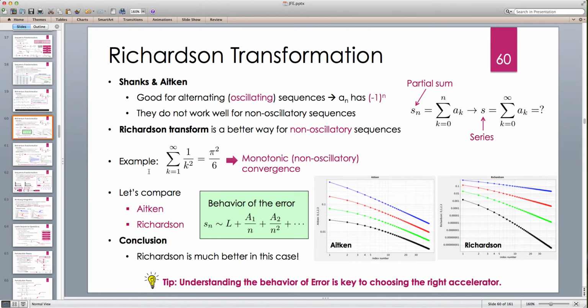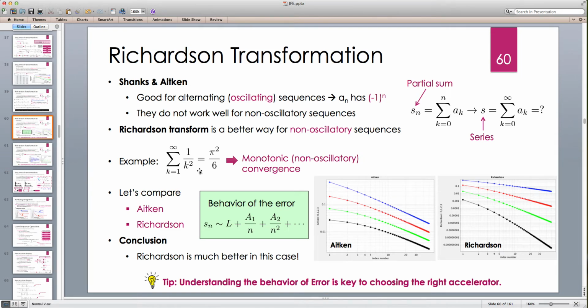And then we did a very nice example of how Richardson can in fact accelerate the convergence, whereas Aitken or Shanks fail miserably at accelerating the sequence. The example that we used was the series for 1 over k squared. We already know the exact limit, which is pi squared over 6. And this is a non-oscillatory series, right? The sequence 1 over k squared is non-oscillatory. It doesn't change sign for different k's.